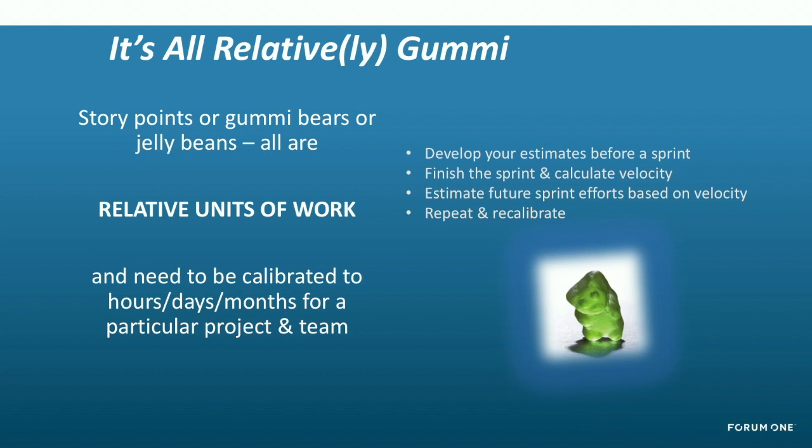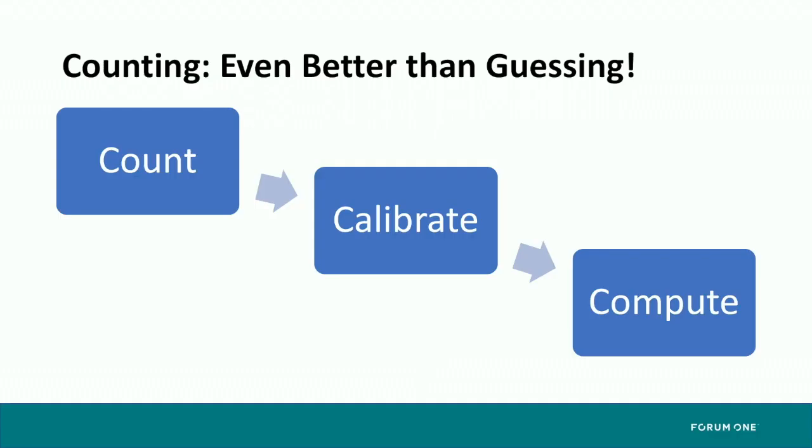And the way you do that is you develop your estimates before a sprint begins. You finish the sprint, and therefore you can calculate the exact velocity or the amount of work that was accomplished by this number of people in that number of hours in this sprint time frame. And then using that data, you can estimate future sprint efforts based on that. And you then repeat and recalibrate as sprints move forward. So the goal is you do your estimation first, your very first estimation, your first sprint, or whenever, and you're basically calibrating what you've been able to accomplish based on what you estimated.